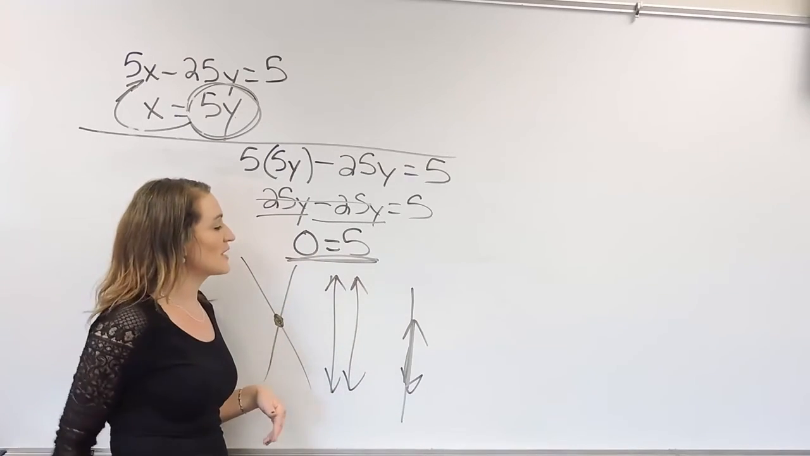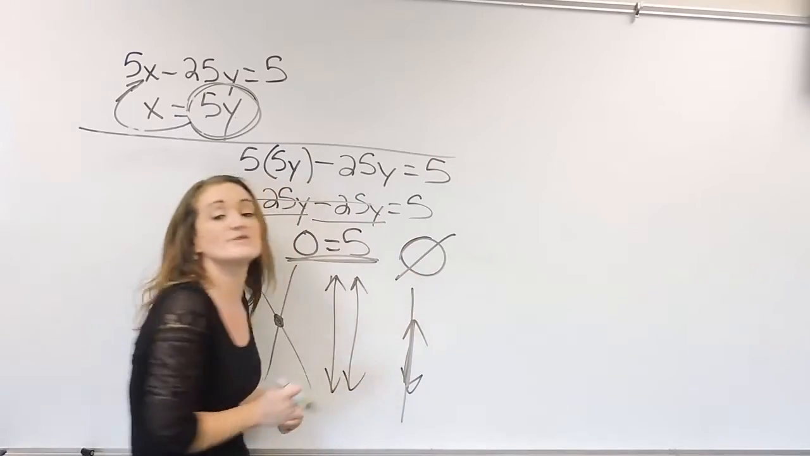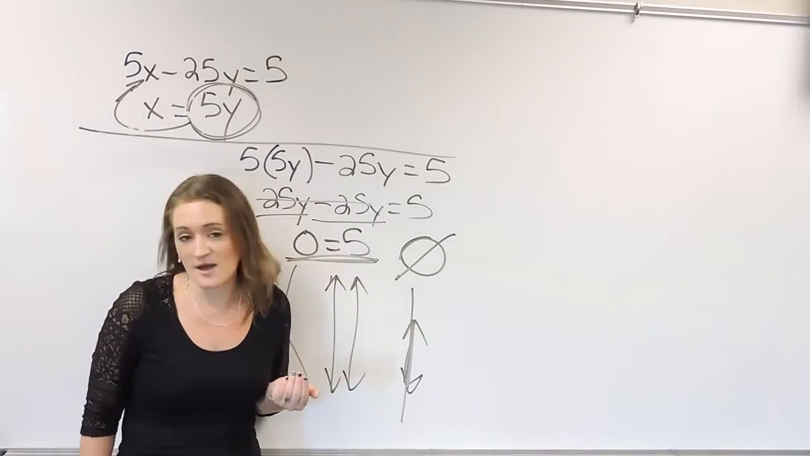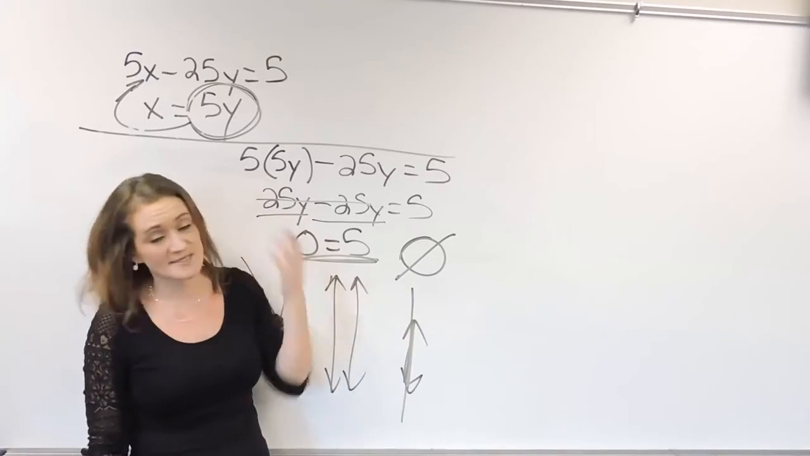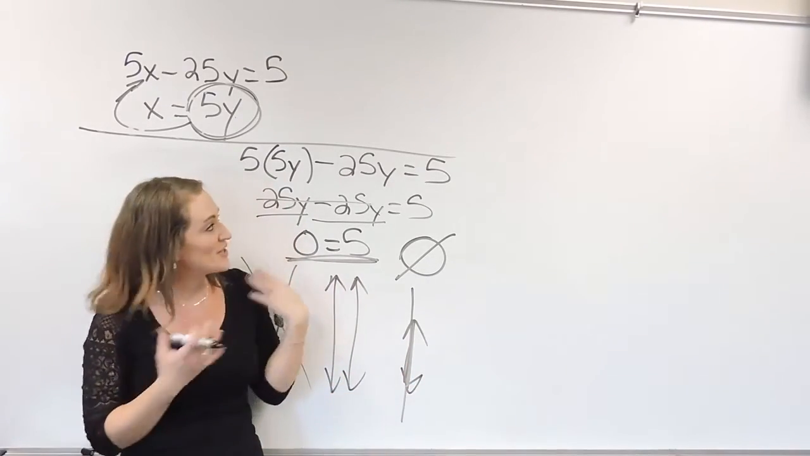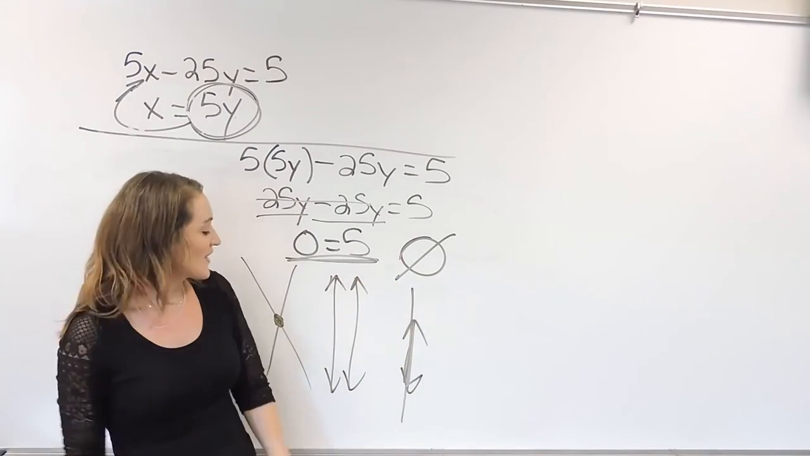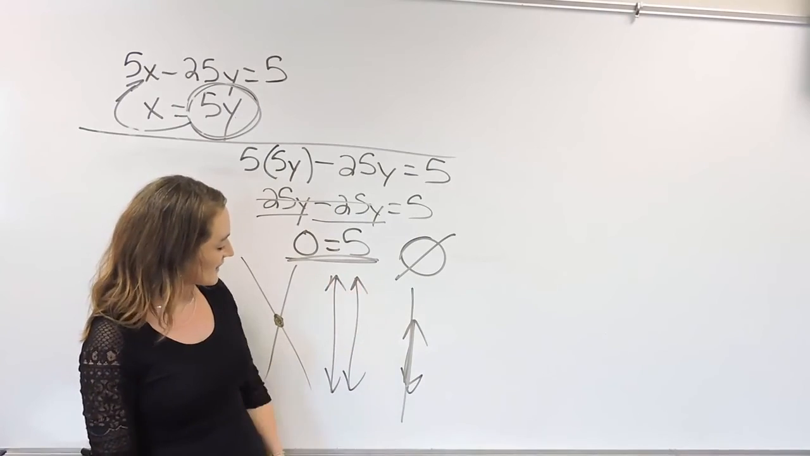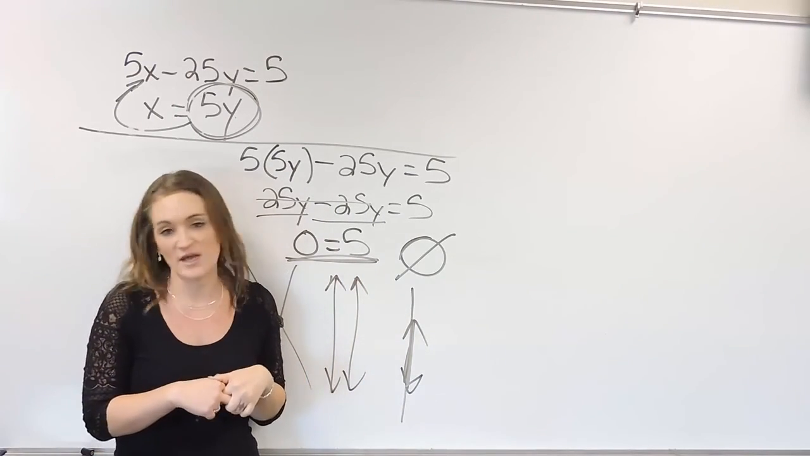When you get something like this that does not make sense, this is a no solution. 0 does not equal 5. It will never equal 5. Therefore, this system here can't be solved. No solution. That just means that the lines are parallel to each other. They will never intersect. They have absolutely nothing in common.